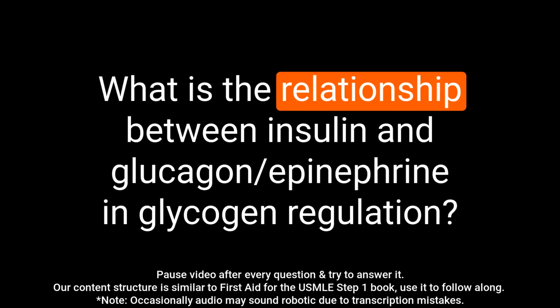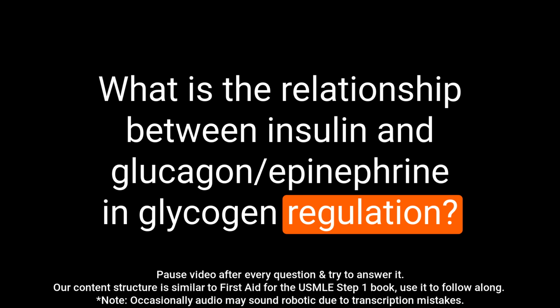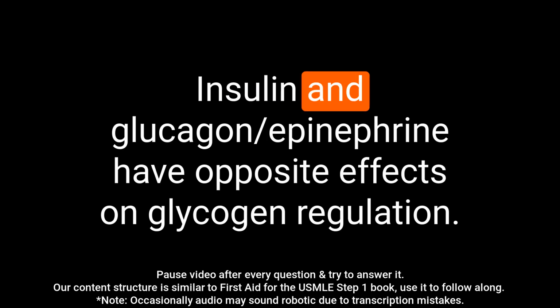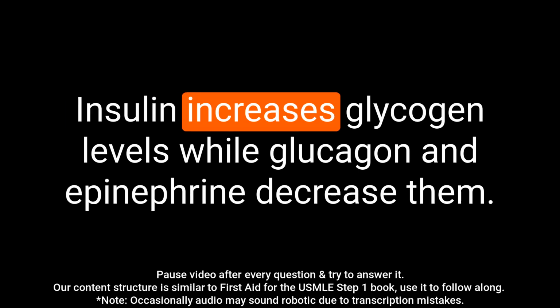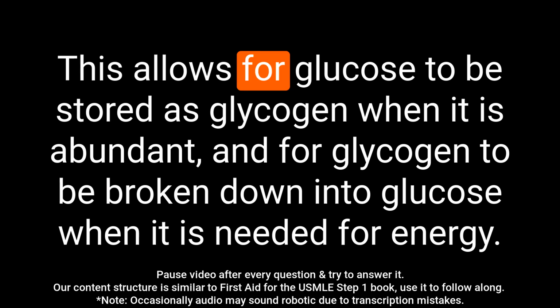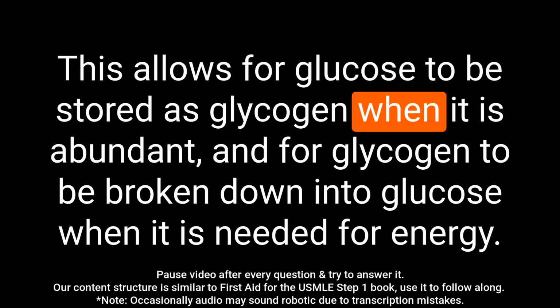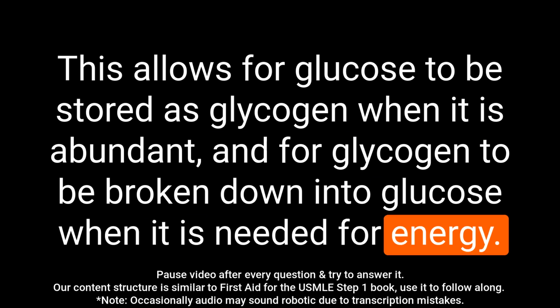Question: What is the relationship between insulin and glucagon, epinephrine and glycogen regulation? Answer: Insulin and glucagon, epinephrine have opposite effects on glycogen regulation. Insulin increases glycogen levels while glucagon and epinephrine decrease them. This allows for glucose to be stored as glycogen when it is abundant and for glycogen to be broken down into glucose when it is needed for energy.